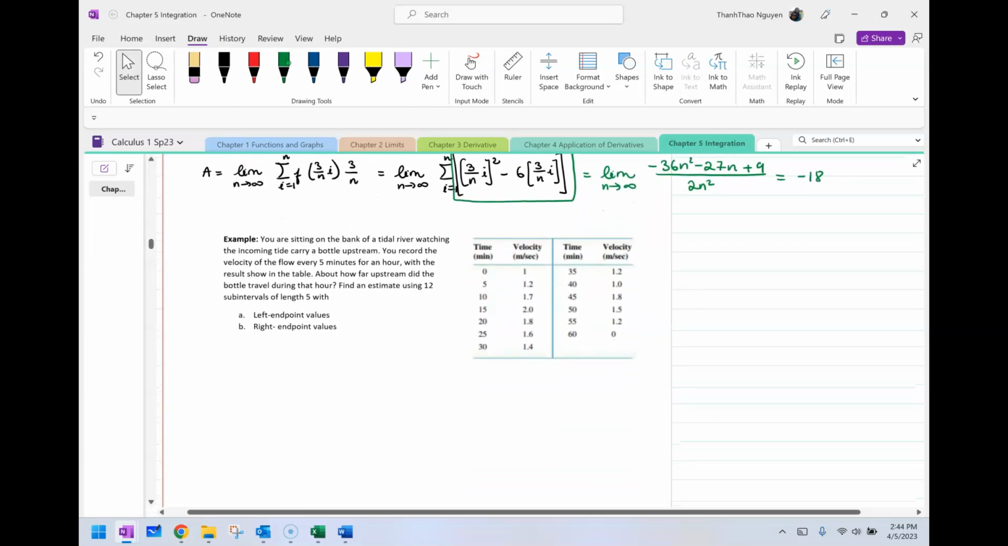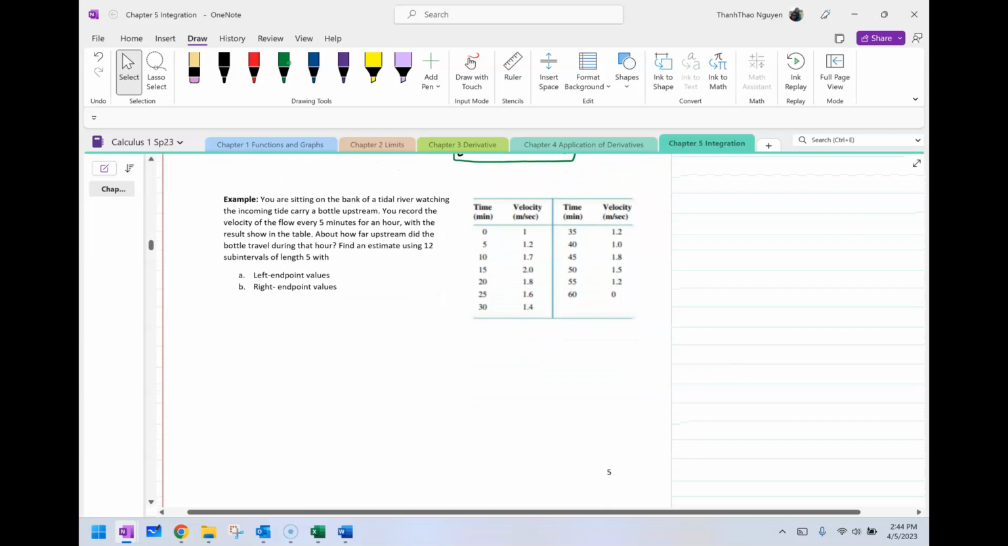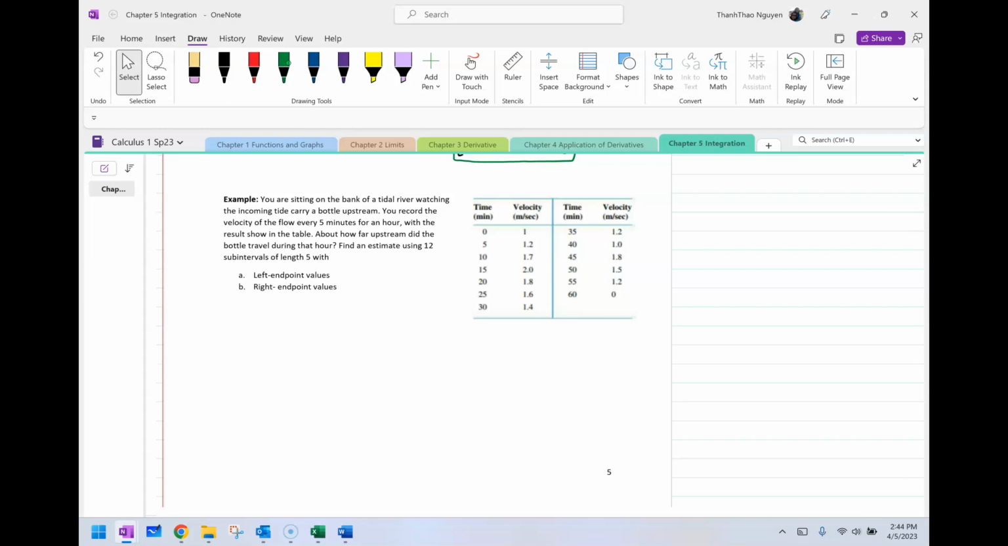Suppose you are sitting on the bank of a tidal river, watching the incoming tide carry a bottle upstream. You record the velocity of the flow every 5 minutes for an hour. With the result shown in the table, how far upstream did the bottle travel during that hour? Find an estimate using 12 subintervals of length 5. With part A, we want to use the left endpoint value, and part B, we want to use the right endpoint value.